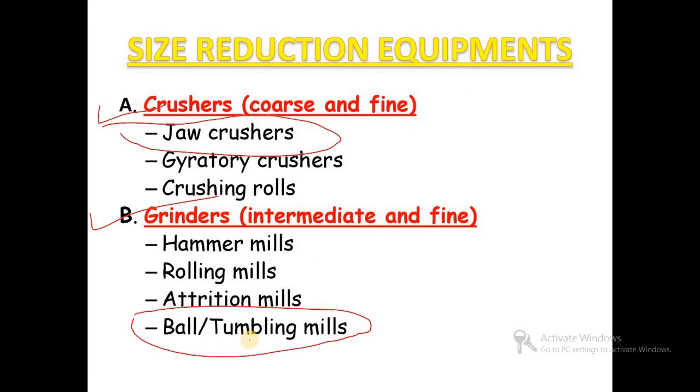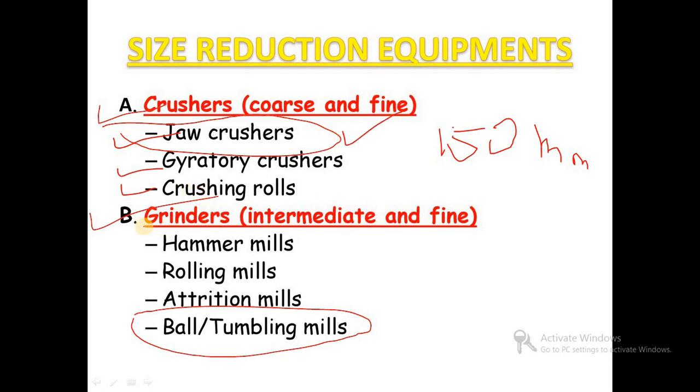In size reduction equipment, the first technique is crushers, which form coarse and fine particles. Usually the size is 150 mm to 300 mm. And there are three techniques: jaw crusher, gyratory crusher and crushing rolls. But in your syllabus there is only the jaw crusher.